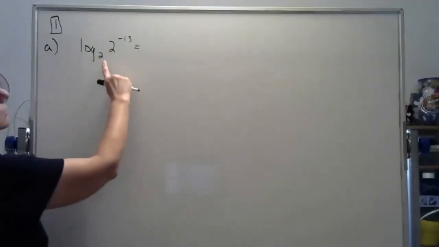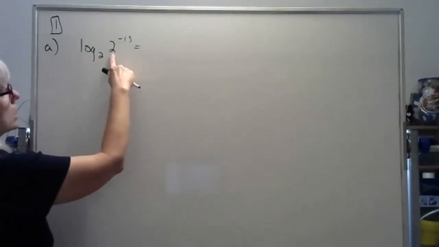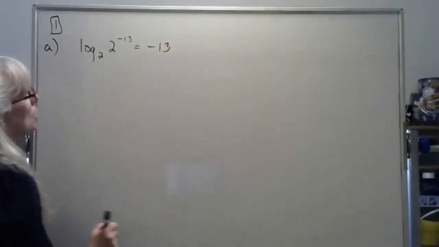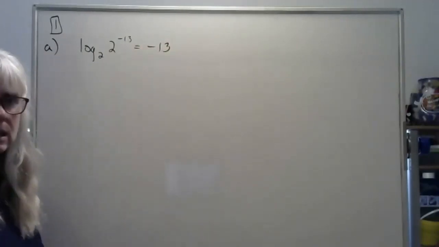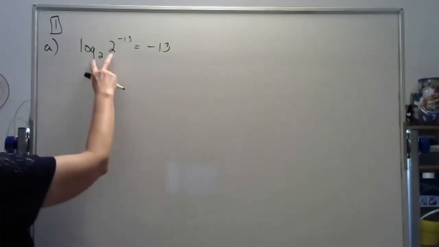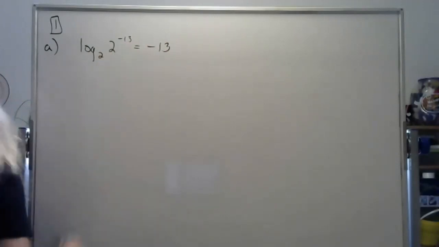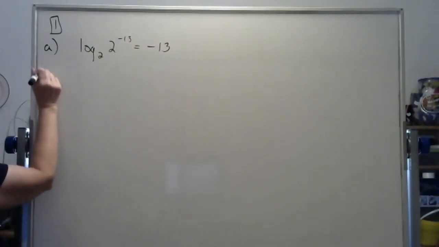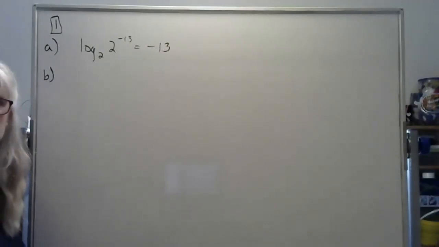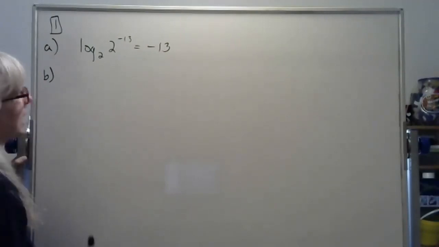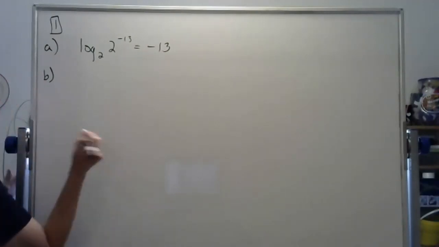So we're going to pay attention to the fact that the base and the argument are the same. So the answer is just the exponent. So log base 2 of 2 to the negative 13 is just equal to negative 13. So again, these guys are undoing each other. You're left with that. So does that make sense? Do you guys remember doing this in 101, I hope? Kind of, yeah. We'll do it a little bit more in depth here.